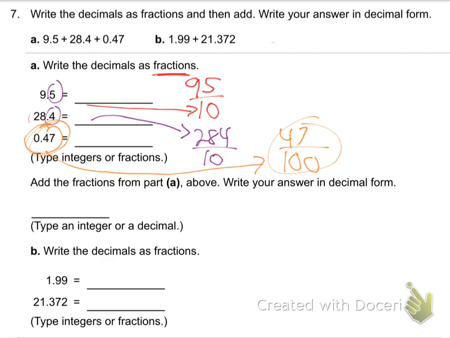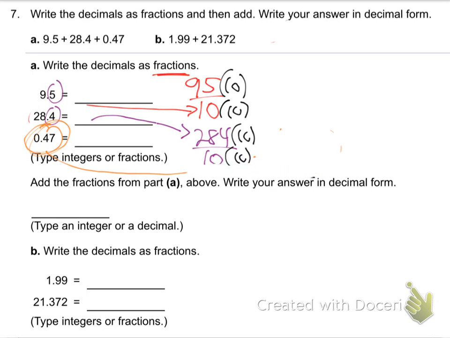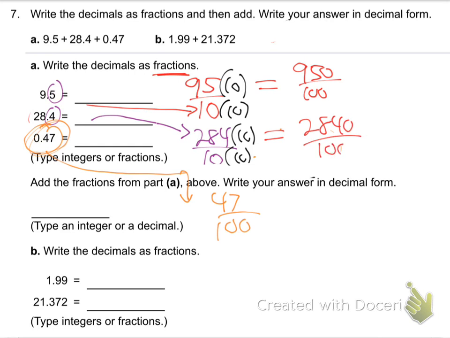If I'm going to add them, I need a common denominator, don't I? So I need to multiply top and bottom of this guy by 10, top and bottom of this guy by 10. Why? Because 100 is the biggest denominator. So I'm going to have to make them all hundredths. Let me bring him down. He was 47 over 100. So for the Math Excel, for the practice exam, you'd have to make this 950 over 100. This one in the middle is 2840 over 100. This one stays the same.